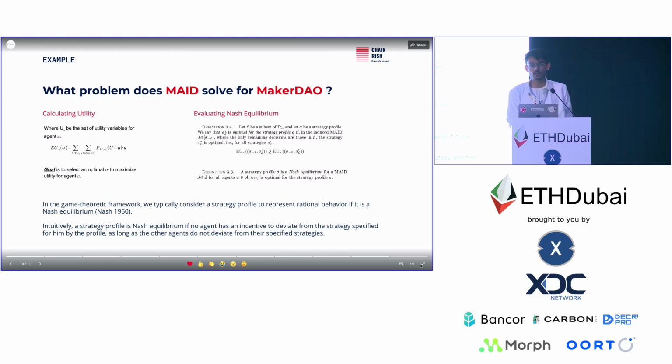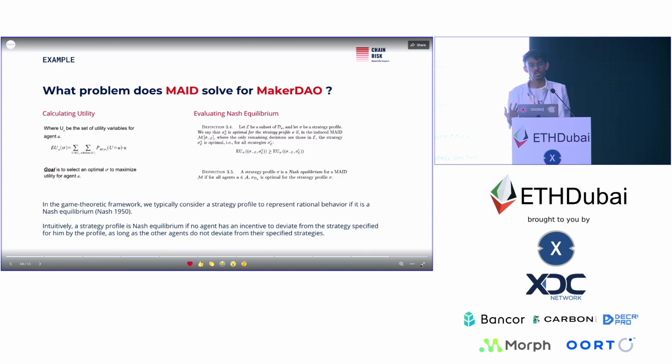What problem does MADE solve for MakerDAO, right? We're coming up with a next paper at ETH Belgrade, which clearly gives you the outputs of it. So what are we doing over here? Number one is calculating the utility, right? There were two utilities: one is the profitability, and the second one was sustainability. How do you maximize both of these using strategies? How can we find the optimal strategy sigma so that at any given point of time, my protocol is maximally sustainable and at the same time maximally profitable?